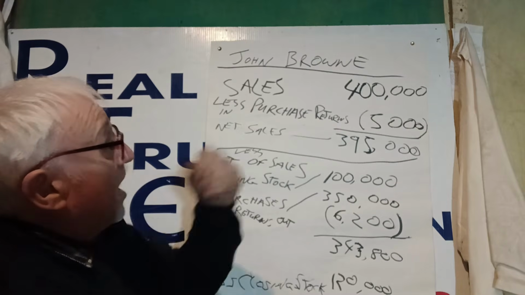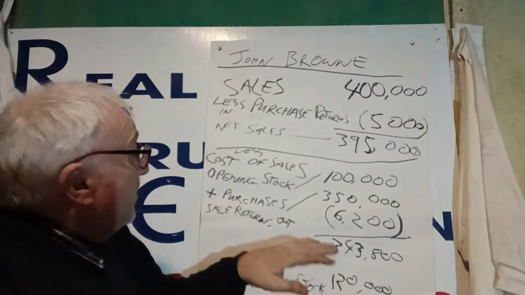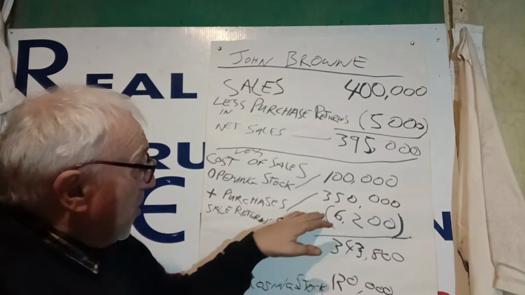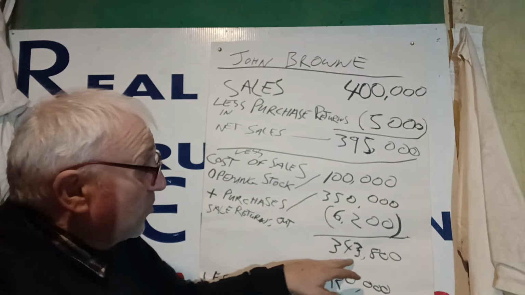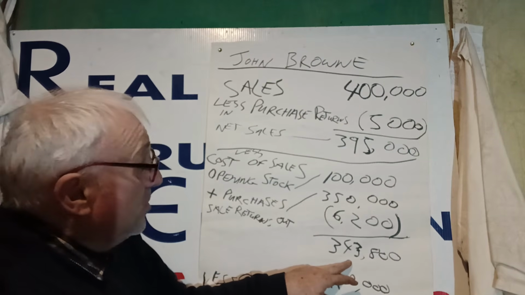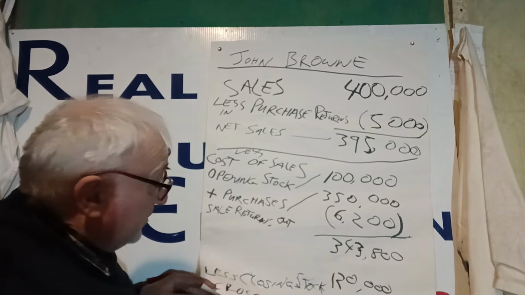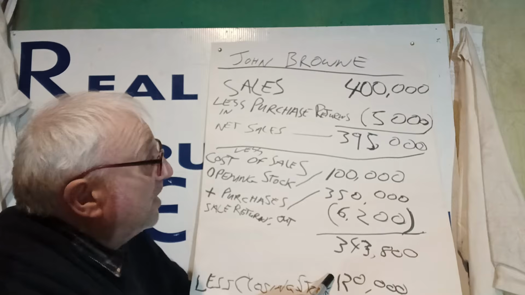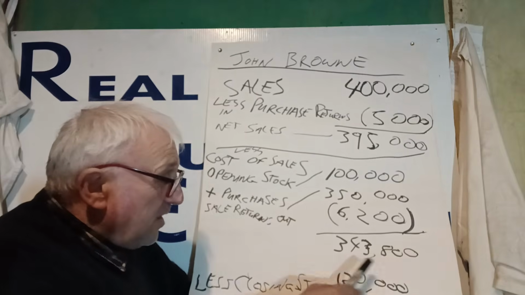So now when we take our net sales of 395, and we take our cost of sales, which is our opening stock plus our purchases, what we bought, less returns out to suppliers, we have 343,800. Okay. Now it's looking a wee bit better. So the next thing then we have is less the closing stock. See? And the closing stock is 120,000.